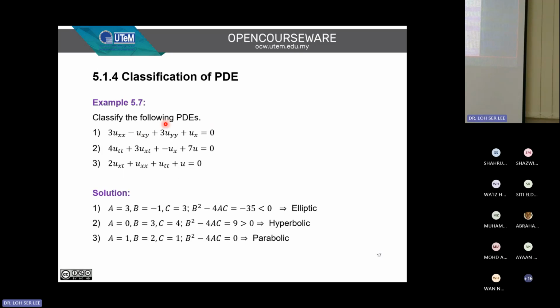Okay, if you look at this example, what is your B? We find B first. What is B?